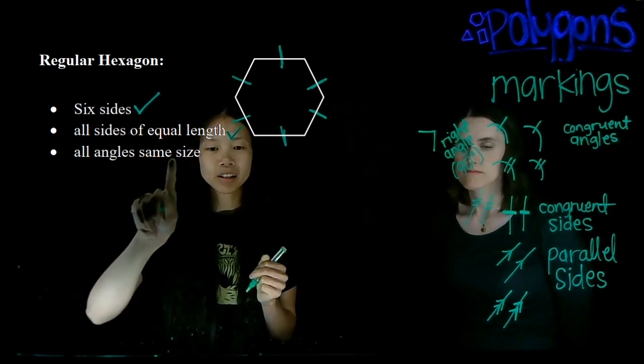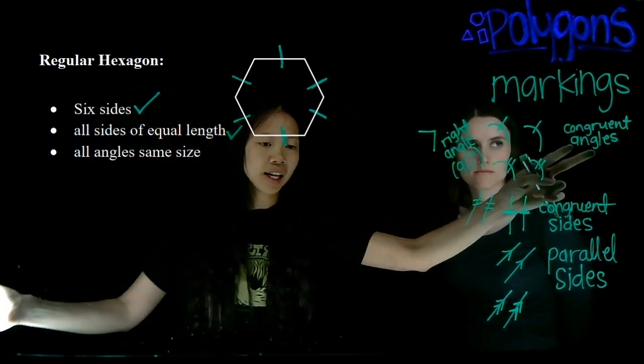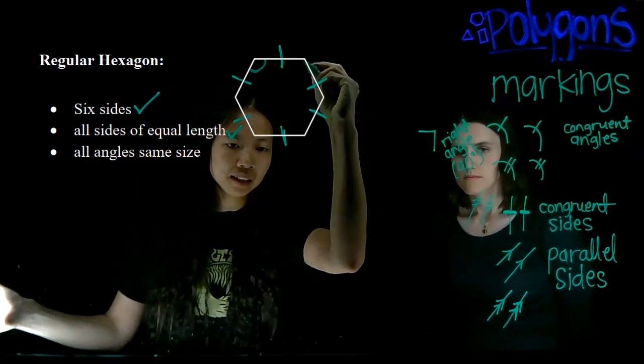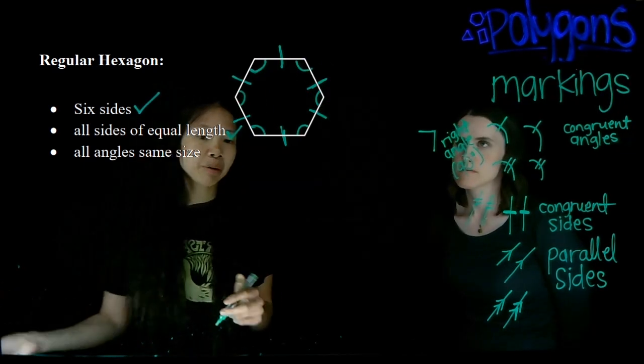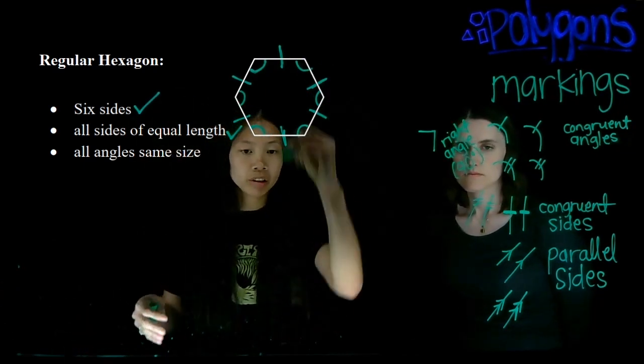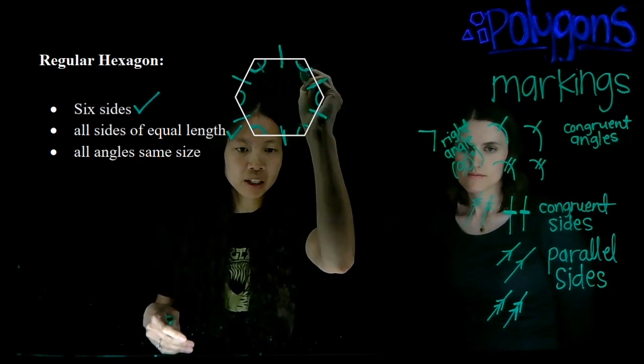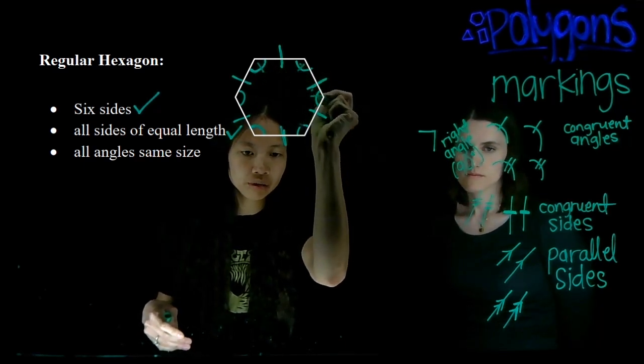All sides of equal length. Check. All right, all angles are the same size. Let's look at our congruent angles here. And we know that this is the same size as this. Now that we've marked all the angles, to show that they are congruent, we want to add just one tick mark in each of them to show that these are all congruent with each other.